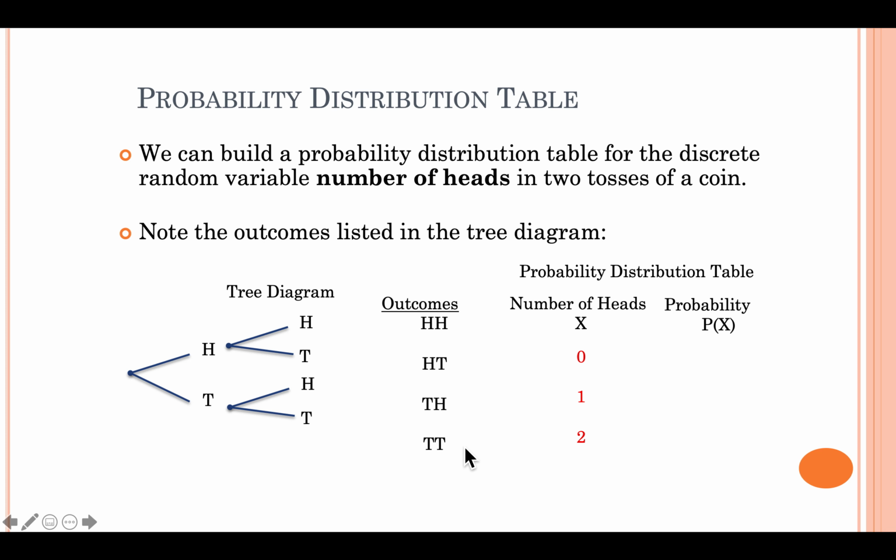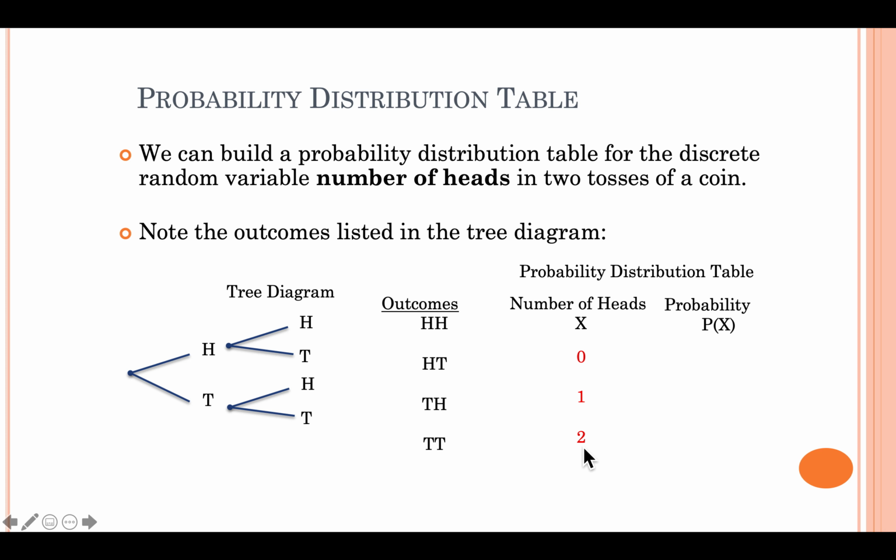If these are our 4 outcomes, the probability of getting 0 heads is getting 2 tails, which is 1 out of 4. So we would label that probability 1 out of 4, or 0.25, or 25% in this column for probability. And then the next row, we would figure out the probability of getting 1 head. So we would look at our outcomes from the tree diagram, and we would note that there are 2 out of 4 outcomes where there's exactly 1 head, and therefore 2 out of 4 is 50%, or 1/2.